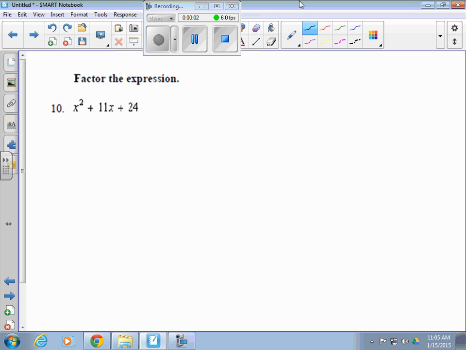It's Algebra 2, Spring Test number 1. Study guide is part 2, beginning on number 10. Okay, so we're starting to go backwards from the stuff we did. All of that was harder stuff to do. This is easier. X squared plus 11x plus 24.